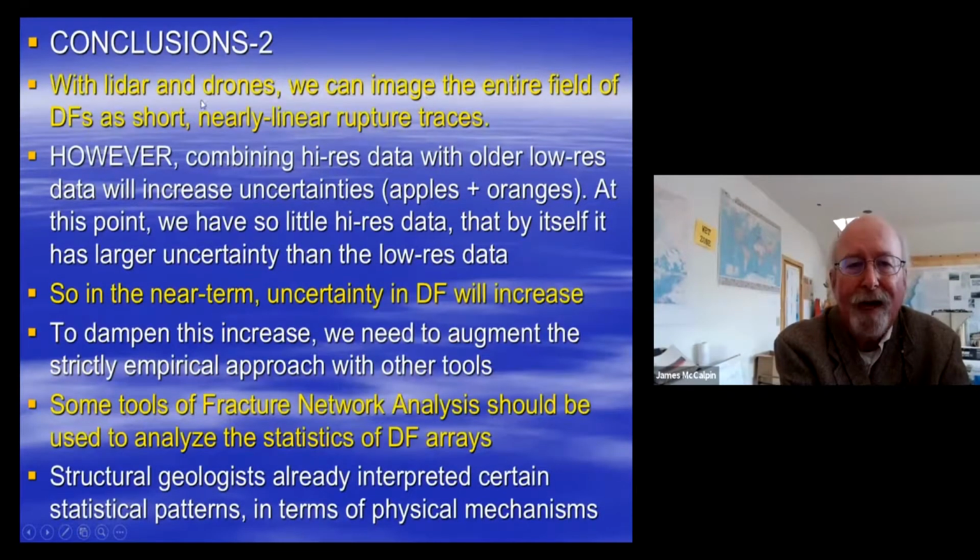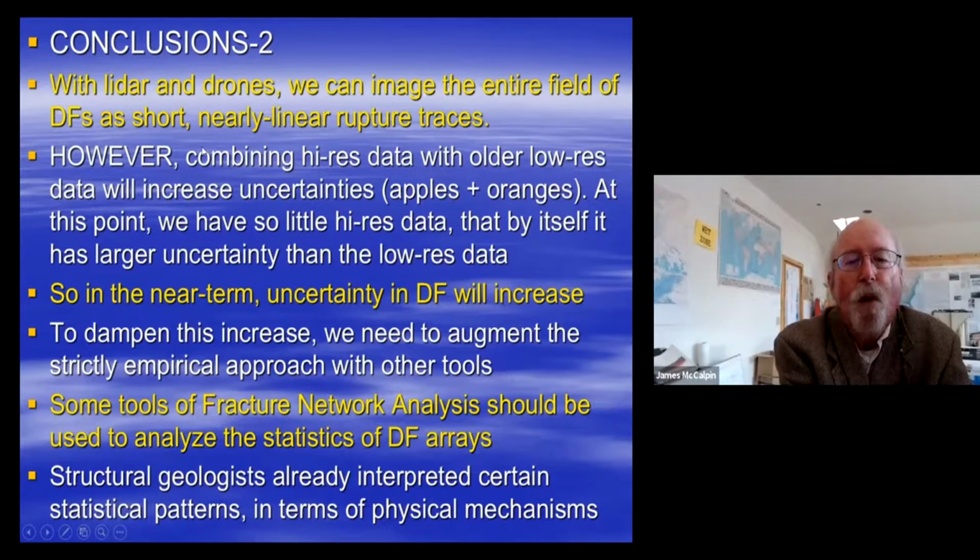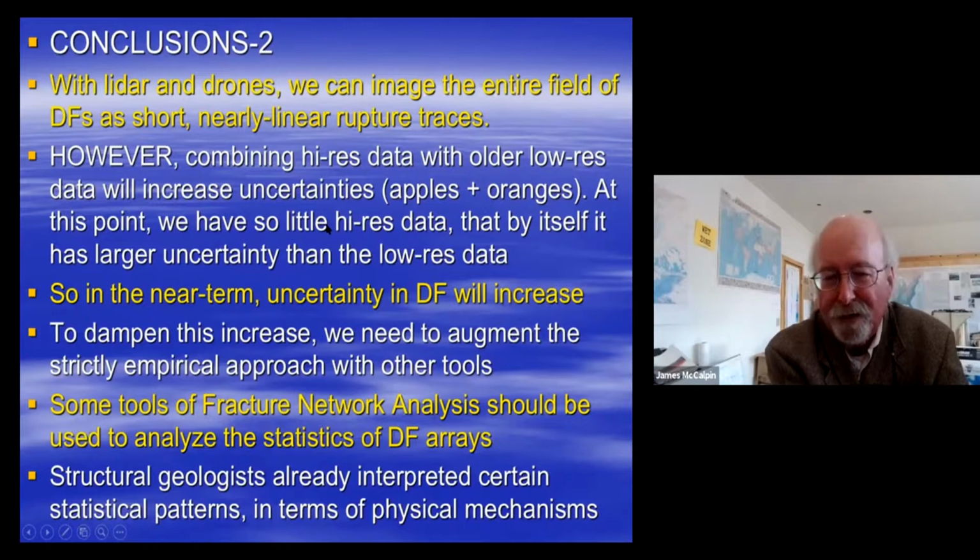So now in the modern age, we can image thousands of these distributed fractures. What are we going to do with those new high resolution data sets if we combine them with the old low resolution data sets? We're going to be adding what we call apples and oranges. And so I think that's going to increase the uncertainty in the output of PFDHA. But at this point, if we get rid of all the low res data and only work with the high res data, there's so little of it that that too would also increase the uncertainties.